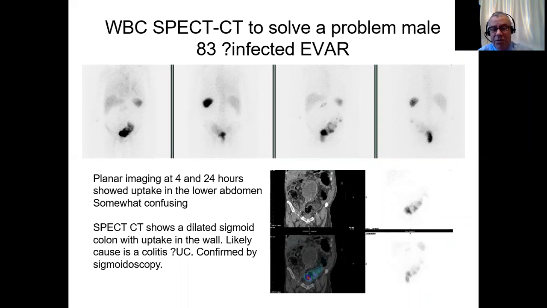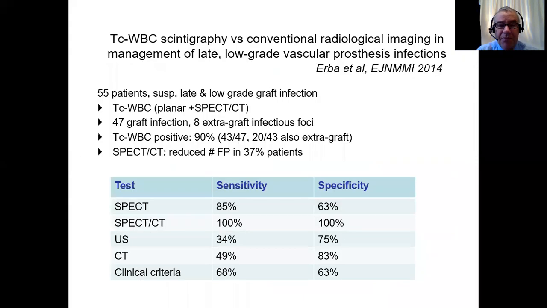And when we looked at it, we found this persistent focus in the pelvis. But on the SPECT-CT, in fact, it was actually in the sigmoid colon. And when we did a sigmoidoscopy, it did in fact confirm this patient had a small nidus of ulcerative colitis that was causing this swinging fever. It wasn't even an infection. So by the use of SPECT-CT, we managed to be much more specific in our answer.